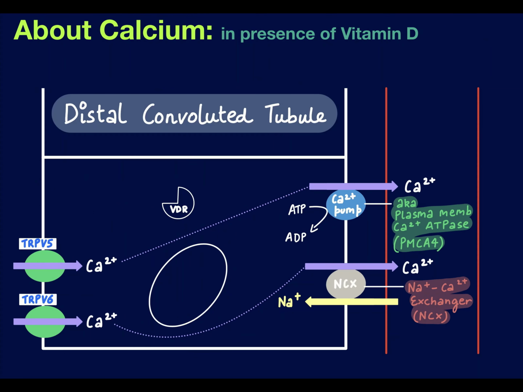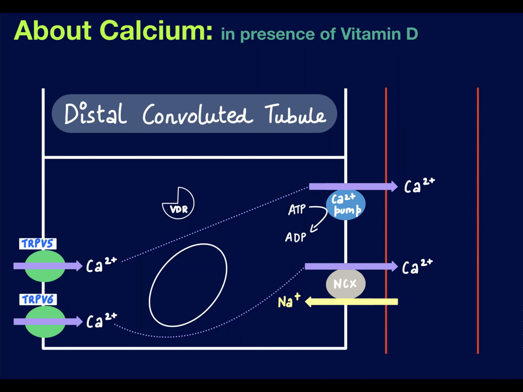So, this is what is happening normally in the distal tubular cells. Calcium comes into the distal tubular cells via the TRPV5 and TRPV6 transporters and leaves the cell into the blood via the calcium pump, aka plasma membrane calcium ATPase subtype 4, aka PMCA4, and NCX, aka sodium calcium exchanger.